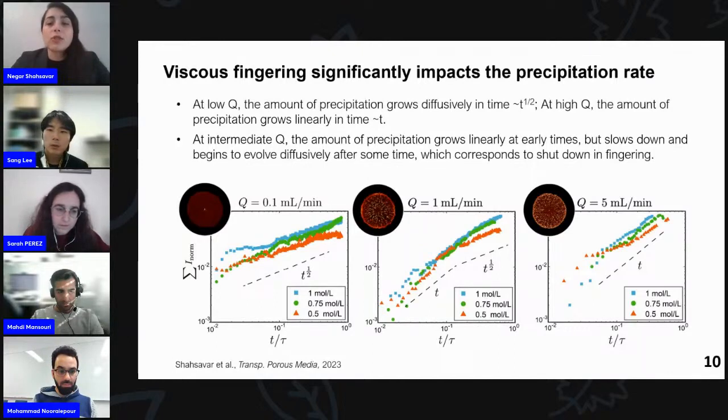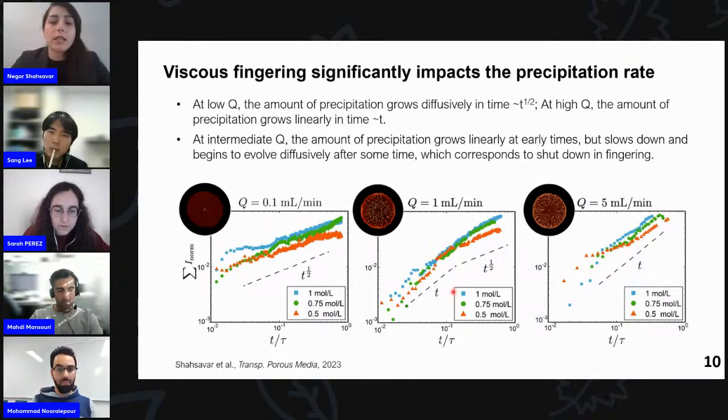The viscous fingering not only controls the amount and spatial distribution of particles, but also the rate of their production. In our experiments, the scaling of total amount of precipitation holds for the different concentrations that we used, but it changes as we change the injection rate. So at low injection rate, the total amount of precipitation grows diffusively in time as t to the half, while at high injection rate, it grows linearly in time.